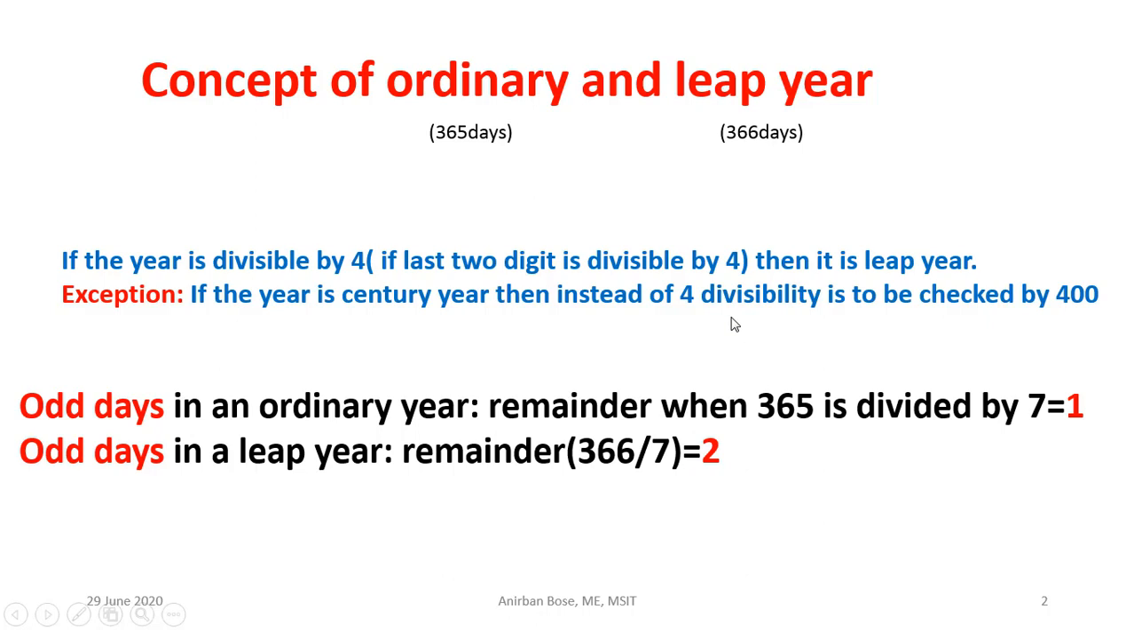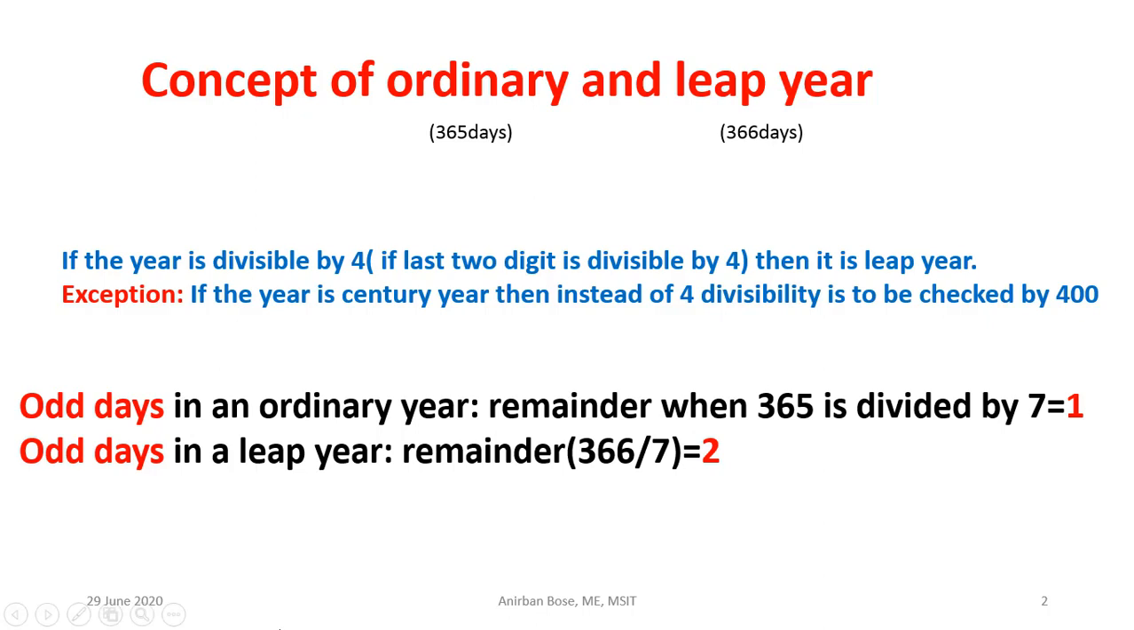That means that 1900 is divisible by 4, but 1900 is not a leap year because it is not divisible by 400. But 1600 is divisible by 400, that is why 1600 is a leap year.